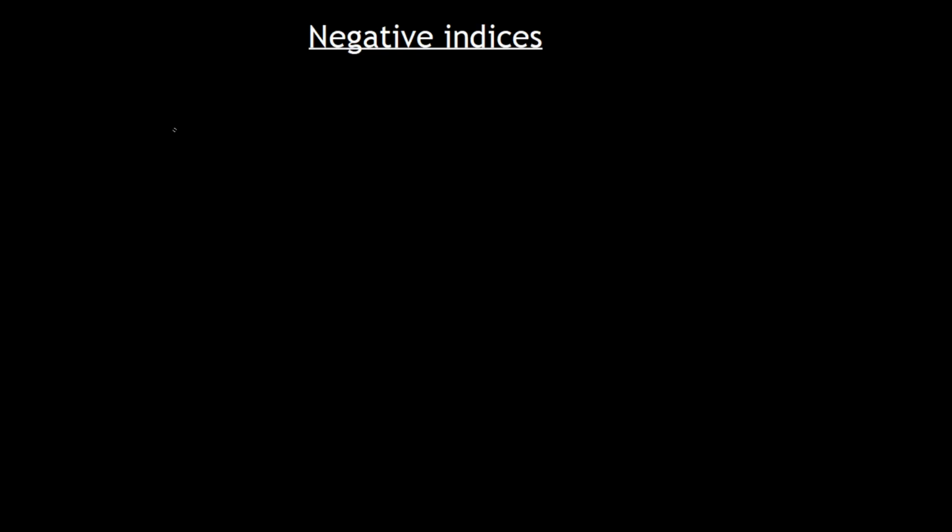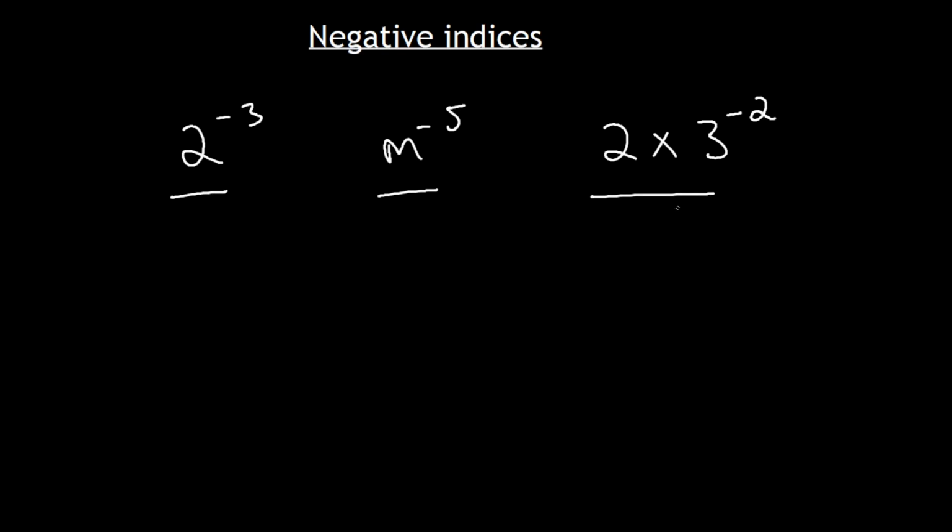Hi guys, so in this video we are going to be looking at negative indices, so something like 2 to the power of negative 3 and perhaps m to the power of negative 5, and then we're going to finish off with something along the lines of 2 times 3 to the power of negative 2. So maybe once you've watched the whole video, you can let me know what the answers to these three questions are in the comments below. Right, let's head in.